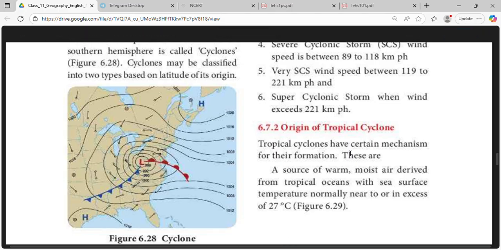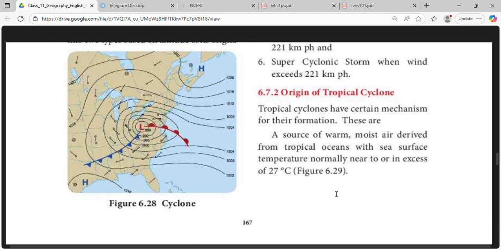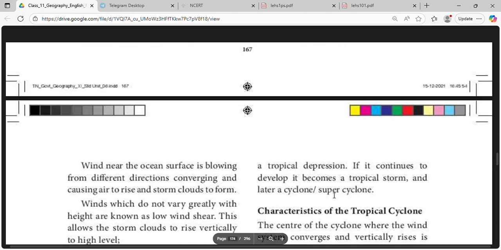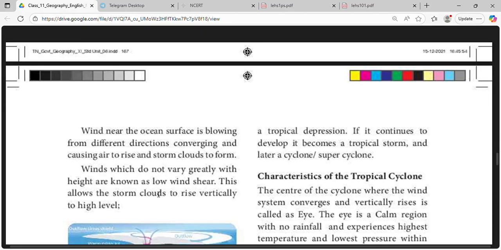Tropical cyclones have certain mechanism for their formation. A source of warm moisture derived from tropical oceans with sea surface temperature normally near or in excess of 27 degrees Celsius. Wind near the ocean surface is blowing from different directions, converging and causing air to rise and storm clouds to form. Winds which do not vary greatly with height are known as low wind shear. This allows the storm clouds to rise vertically to high level.